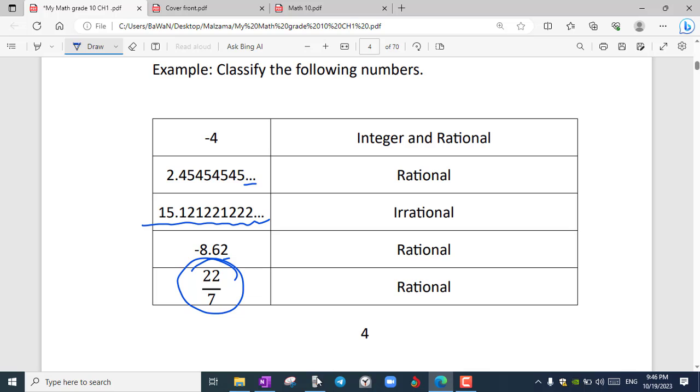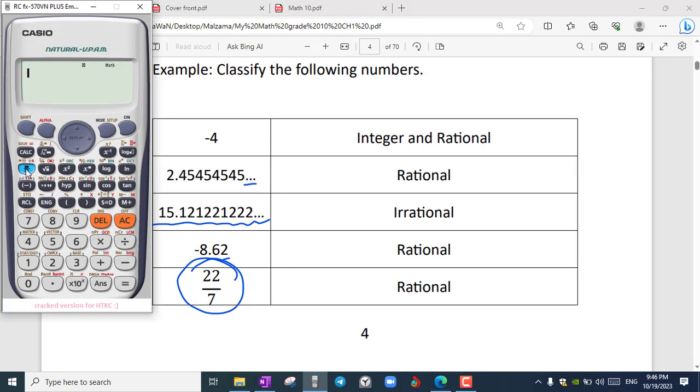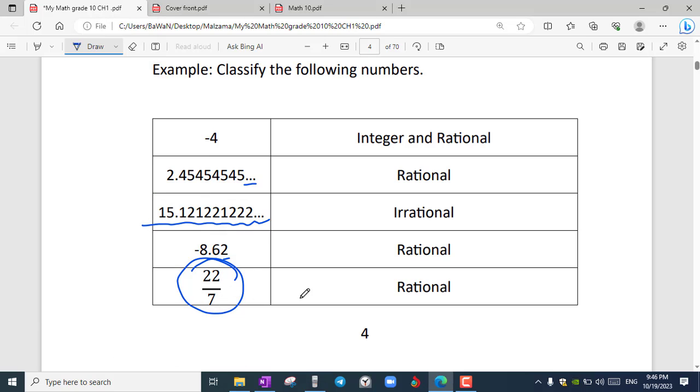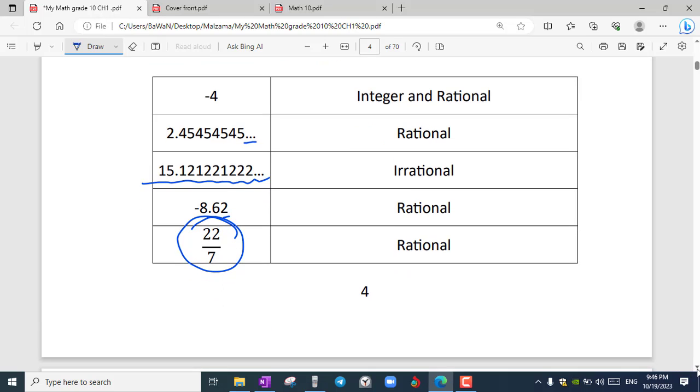When you see a fraction, don't go and check on calculator. If I write 22/7, I don't see a good decimal number. This looks like irrational, but it's not, because originally this is a fraction. Since it's fraction, it's rational. No need to check.